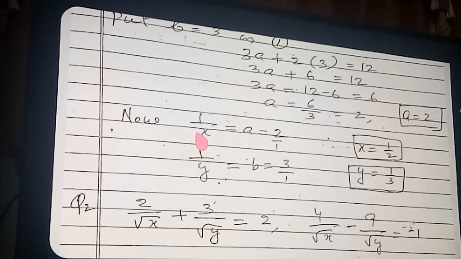Now here, how will you get x? The inverse of 1 by x is x. So here you are inverting, then here also invert. Reverse the ratios on both sides. What will you get? 1 by x reversing you will get x. 2 by 1 reversing you will get 1 by 2. So what's the value of x? 1 by 2.